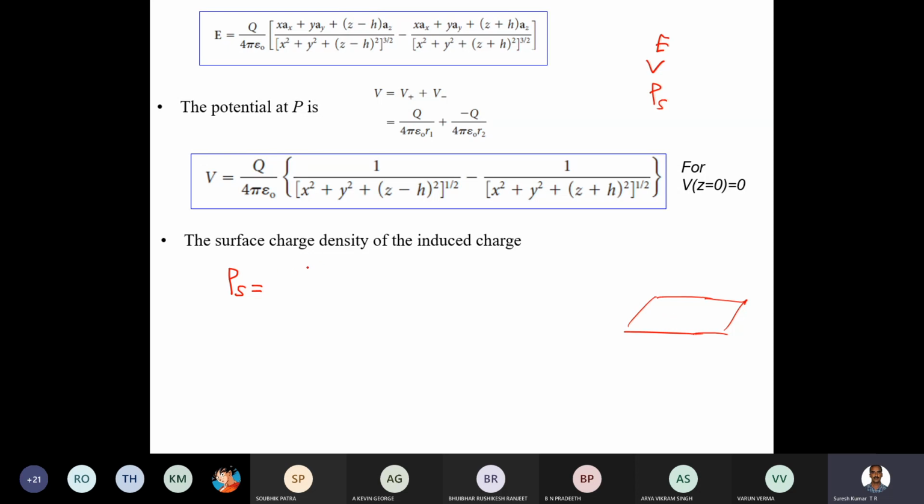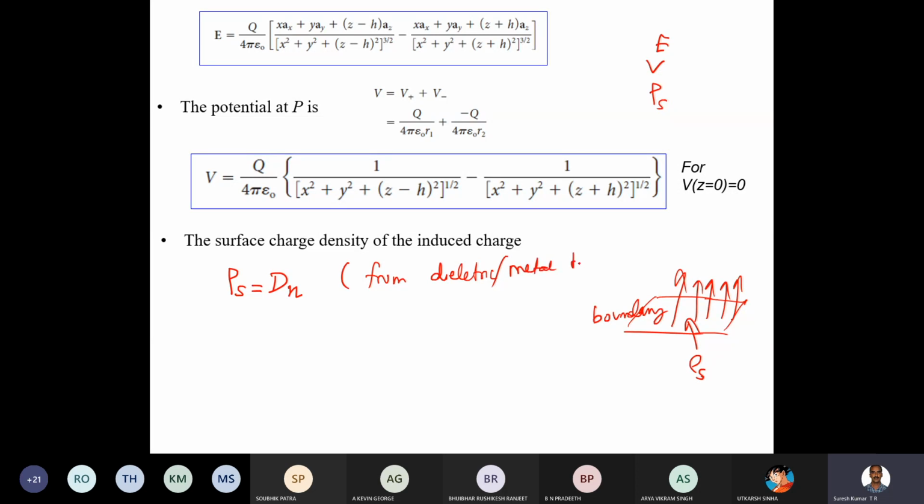Okay, so you can calculate the charge density using this formula: Dn equal to rho s. If you find the electric flux which is normal to the boundary, you can say what is the rho s here. So what is the surface charge density? This is from the dielectric metal boundary condition.